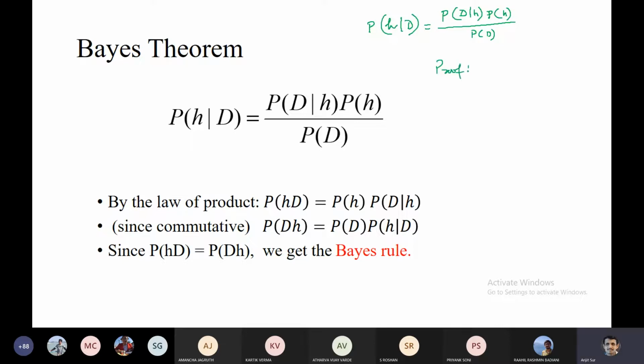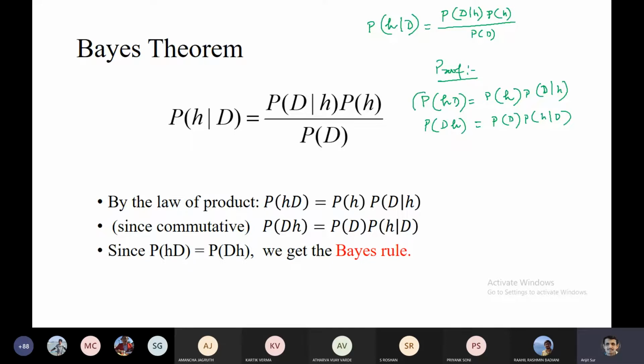A very easy proof. As we all know, we can use the theory of joint probability. P of H and D, we can easily write it as P of H given D times P of D. That is the definition of probability. And the same thing, if we say D and H, we can say P of D given H times P of H.